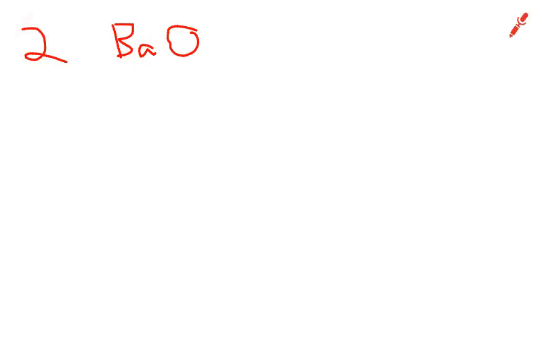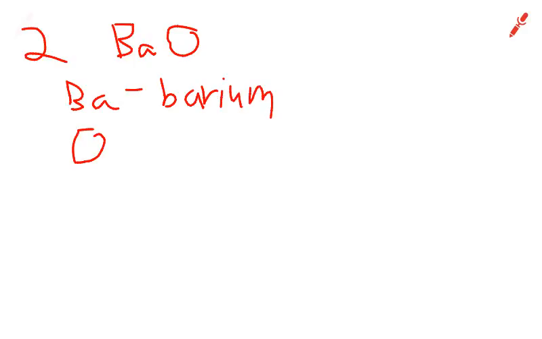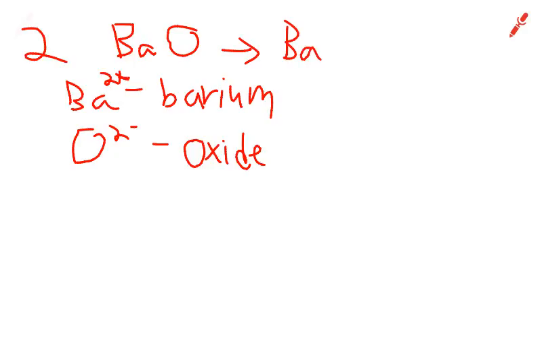The way we get this name is because it's a binary compound between a metal and a non-metal. So what we do is we literally just take the names of each element and stick them together. So this one is barium, and let's put the ions on it, and this would be oxide. Therefore, this would be barium oxide.